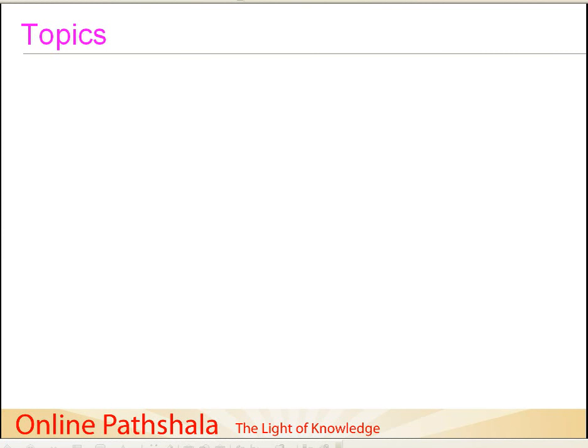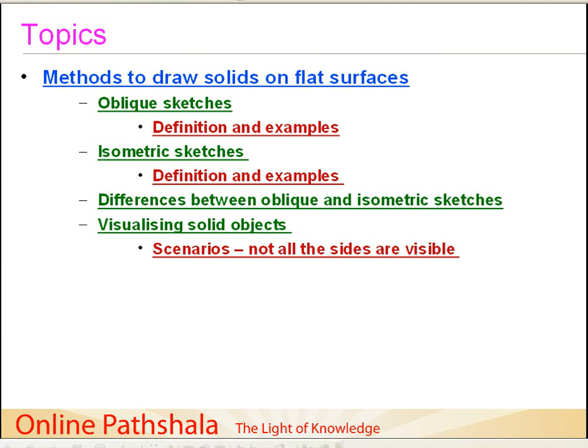Okay, so in this session, we are going to discuss in detail the methods of drawing solids on flat surfaces. That will be our main focus. We'll be discussing mainly two methods. The first one is known as oblique sketching, in which we define it and then take a few examples of how to draw oblique sketches for solids.